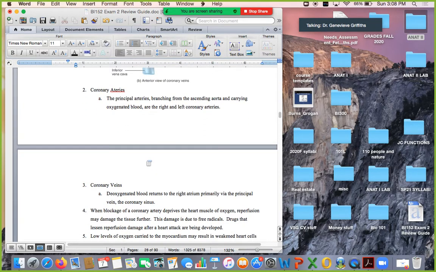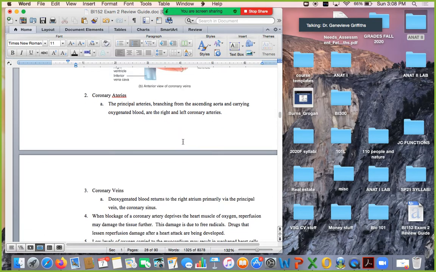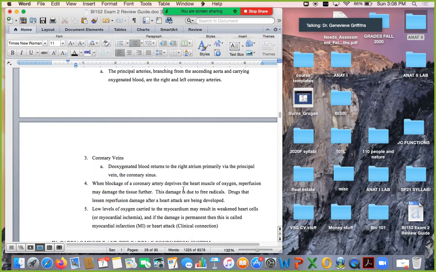Okay, so coronary arteries are going to be the arteries that branch off from the ascending aorta. Again, that's the left and the right coronary artery. The coronary veins are going to be taken in through that principal vein, which is going to have those three major regions, the great, the middle, and the anterior cardiac. And that's all going to dump into the coronary sinus, which is going to dump directly into the right atrium.